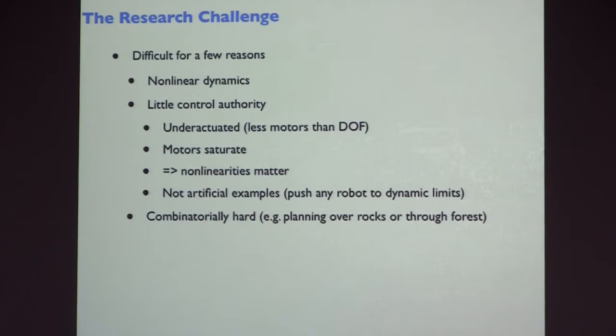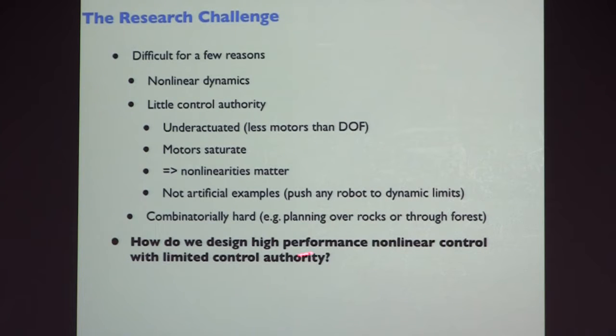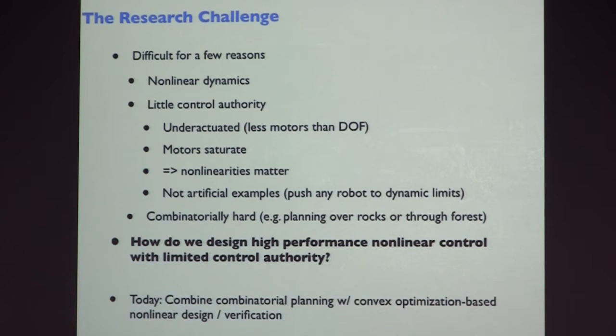The other thing that Little Dog in particular demonstrated is that some of these problems are not just dynamically hard, but combinatorially hard. Planning over rough terrain, for instance, you have a combinatorial problem, almost like playing chess. Do I put my foot on this rock, or jump over that rock and go to the next rock? There's something that feels naturally like a planning problem in there too. So we want to somehow marry the two types of techniques. How do we design high-performance nonlinear controllers with limited control authority? I want to tell you a way that we are combining combinatorial planning algorithms with convex optimization-based nonlinear design and verification. So let's talk first about nonlinear dynamics.